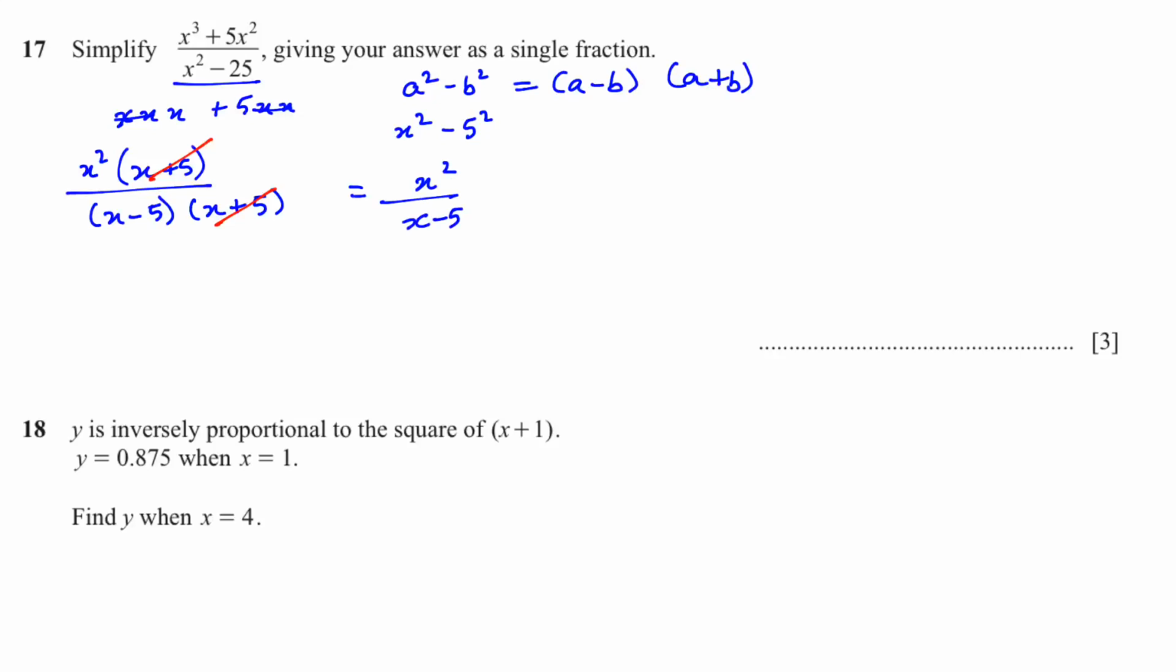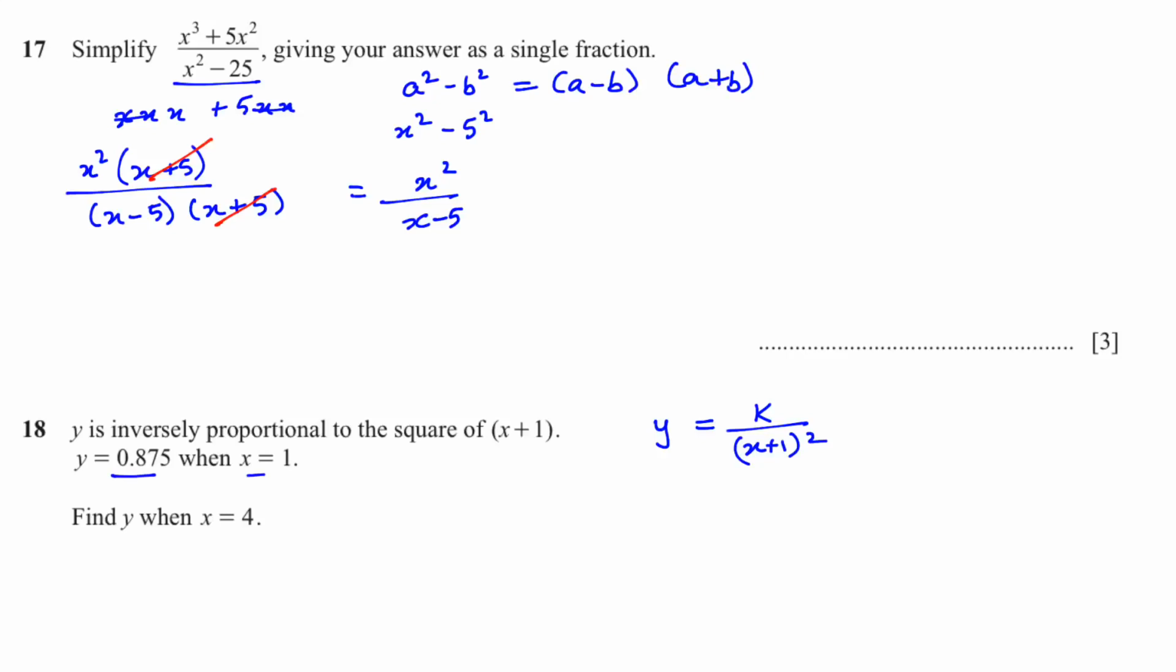Next question. y is inversely proportional to the square of x plus 1, and the x and the y value is given, and we are asked to find y when x is equal to 4. So it is inversely proportional. It means the first thing you have to do is find the constant of proportionality. And because it is inversely proportional, you will have y is equal to k over the square of x plus 1. So we will square it.